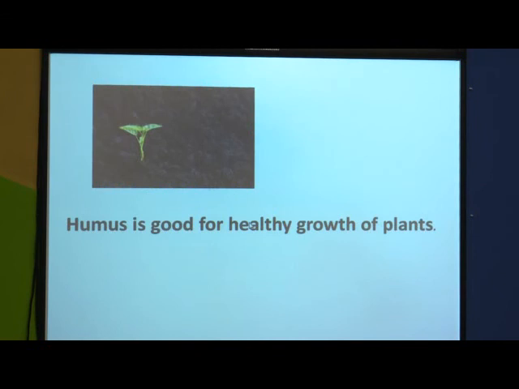Okay. Now, what is the use of this humus? Humus is very good for healthy growth of plants. Humus helps plants to grow very fast. That's why it is very good for growing the plants.